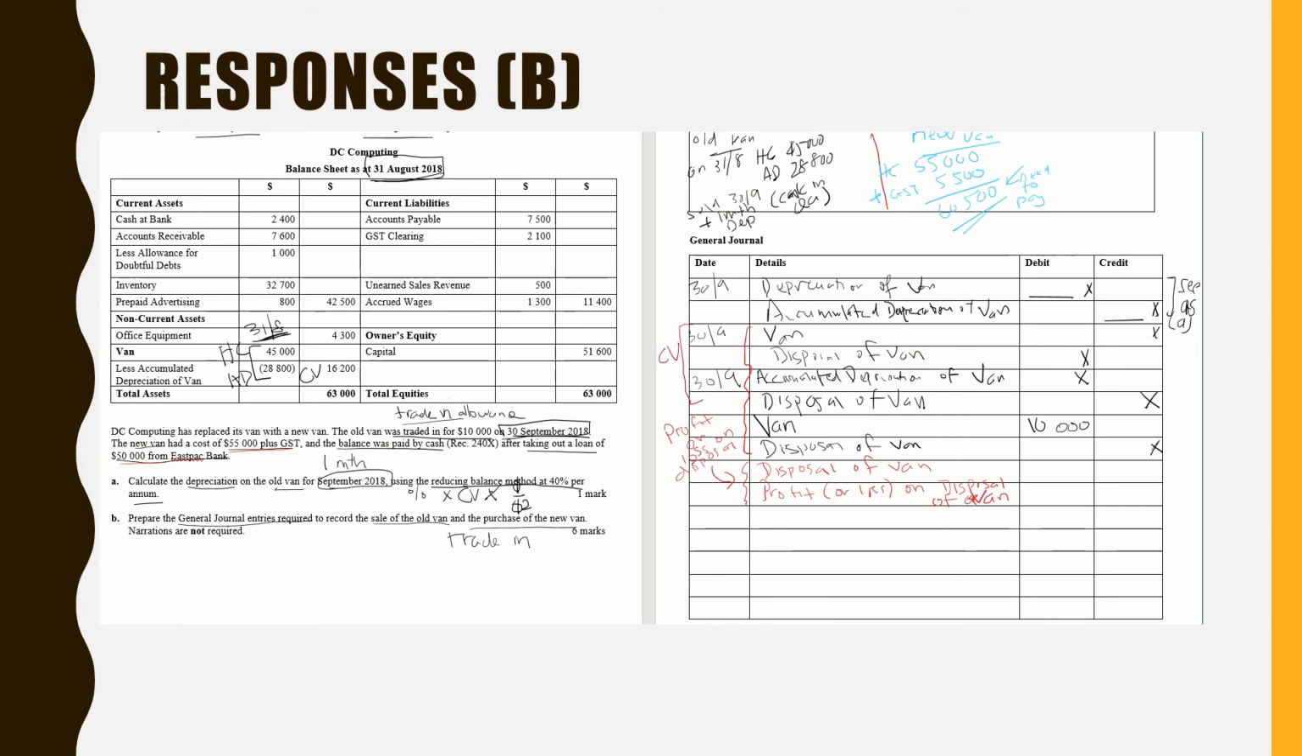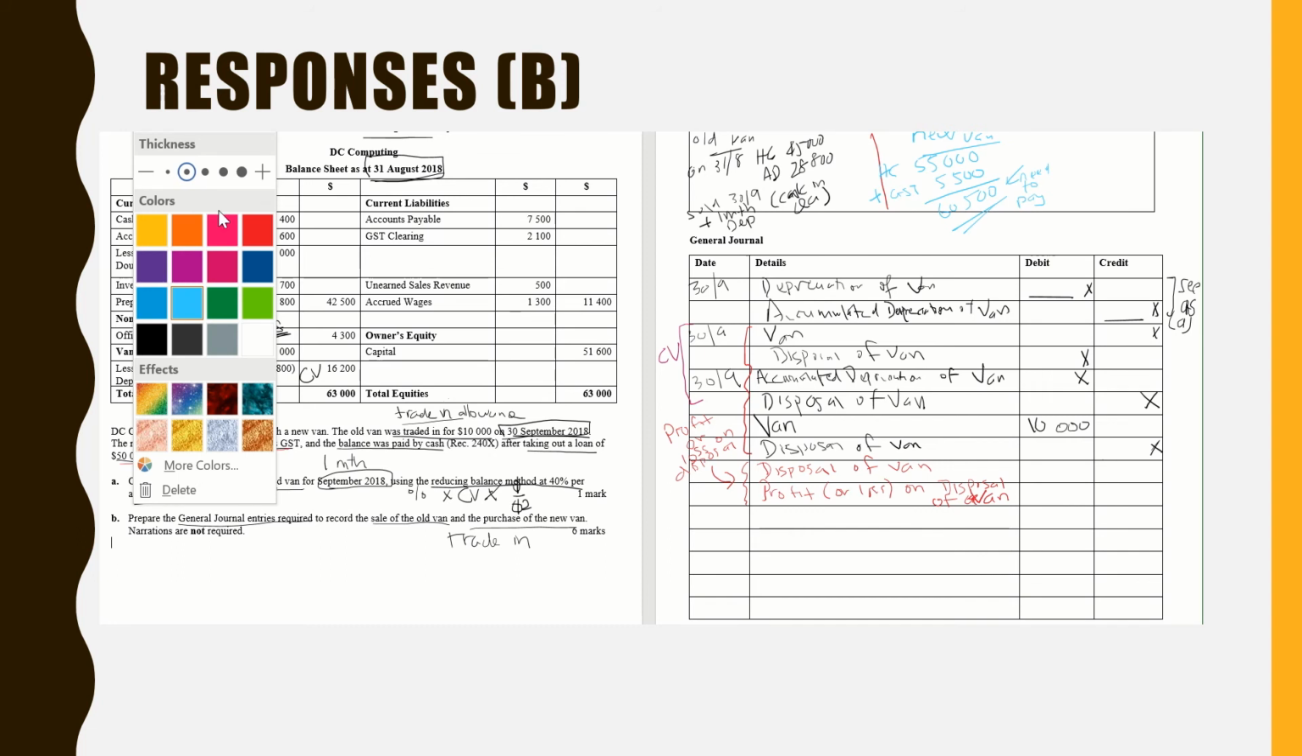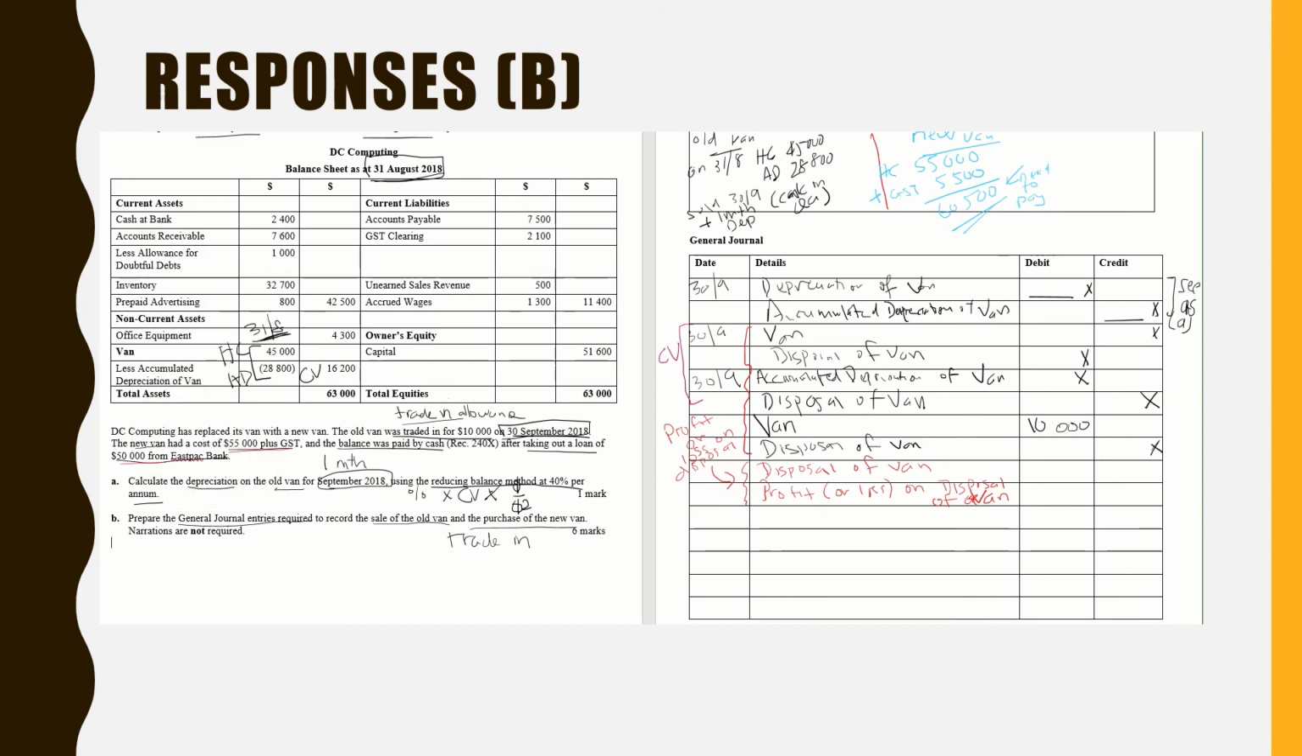However, we've already applied, we've got a trade-in allowance, the trade-in allowance was $10,000. So which means I only need to pay $50,500 out of the bank.